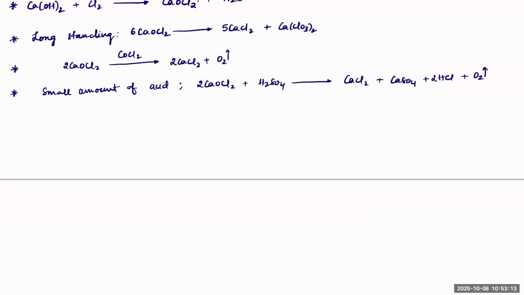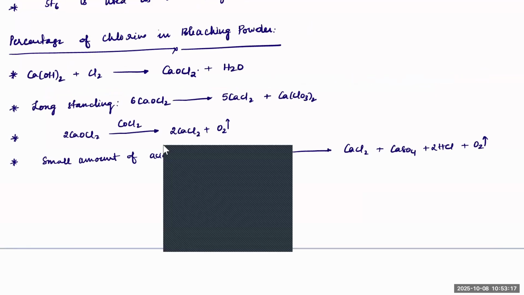Now, when we understand the capacity or the quality of bleaching powder, the quality has to do with the available chlorine in it. So this is the calculation which we need to do: available chlorine in the bleach. So how do we do that?